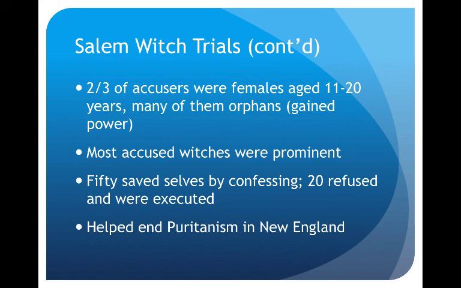Many of those who were accused were held in jail for days, many of them tortured, including a 4-year-old child who was tortured after being accused of witchcraft. Family members accused other family members. Ultimately, 50 people confessed to witchcraft and saved themselves. 20 refused to confess and were excommunicated and executed, plus one dog was executed for witchcraft.